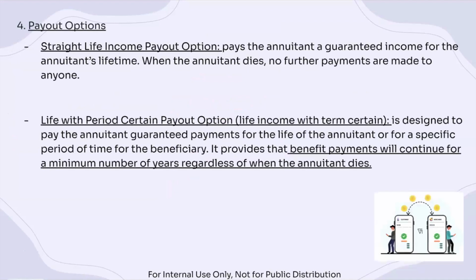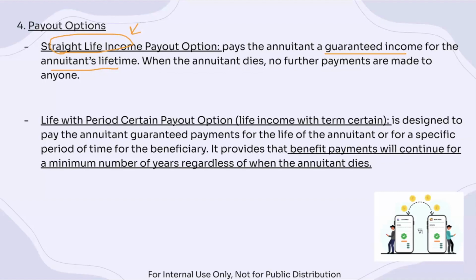So now, besides talking about the value of the payout, we can talk about payout options, how long the money is being paid out. The first option is the straight life income payout option. This is where it pays the annuitant a guaranteed income for the annuitant's lifetime. Just like the term says, it's straight life income. When an annuitant dies, no further payments are made to anyone. As we're studying for and taking the exam, hopefully this will remind you what it means.